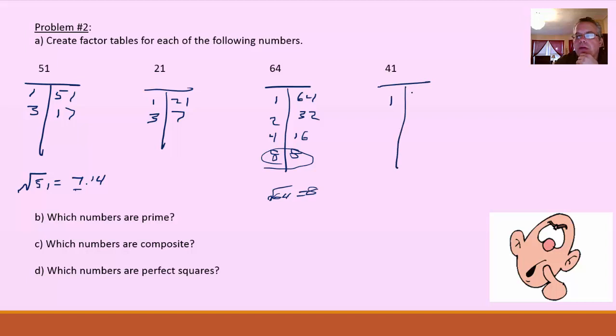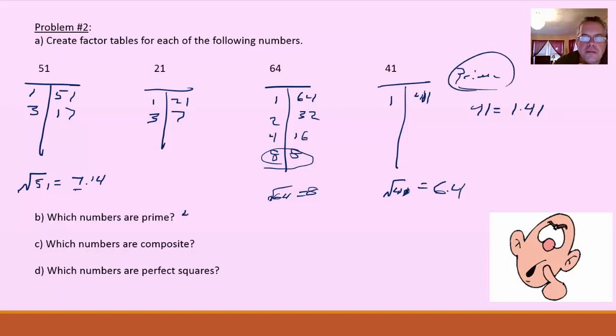All right, 41. There we go. We've got 1 and 41. 2 doesn't go into it. 41 divided by 3 is a decimal. 41 divided by 4 is a decimal. 41 divided by 5 is a decimal. Well, I might want to check the square root. The square root of 41 is 6.4. So I only had to go up to 6. So 5 doesn't go into it, 6 doesn't go into it, we're done. The only factors are 1 and 41. So it's prime. 41 can only be factored as 1 times 41.